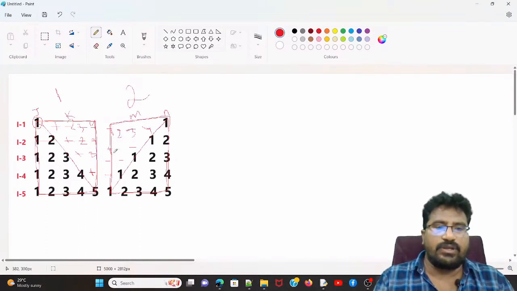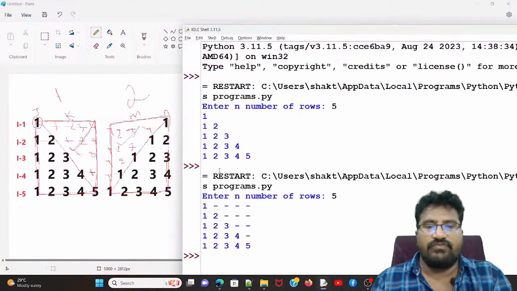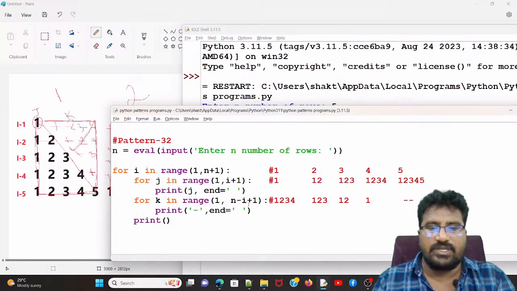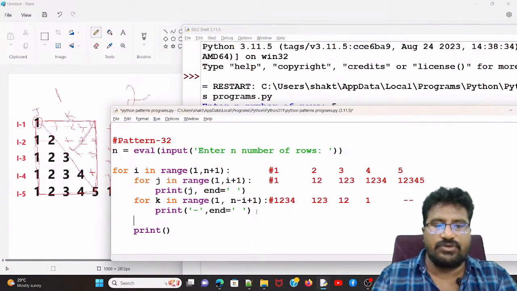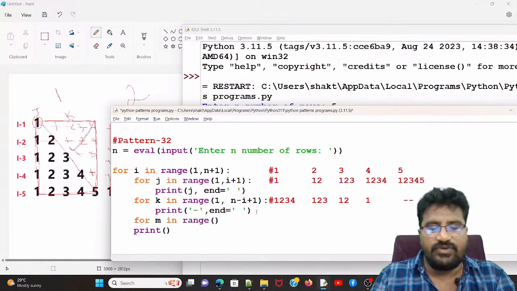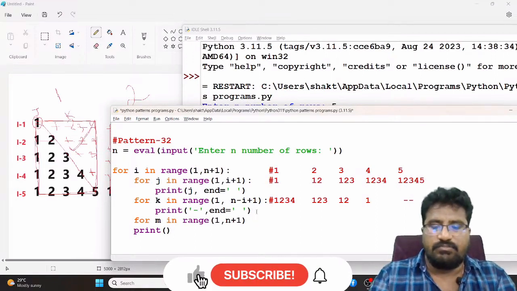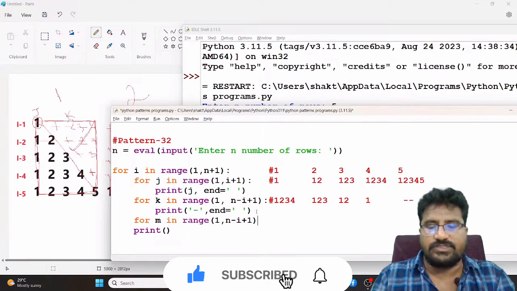Next again, 1, 2, 3. Again, 1, 2. Again, 1, 0. Means same like K iteration, M also, guys, right? Same as it is. That's why for K, whatever is there, take for M also. For M in range of starting 1, N minus 1 plus 1, guys. Okay, sorry. N minus I plus 1 plus 1.